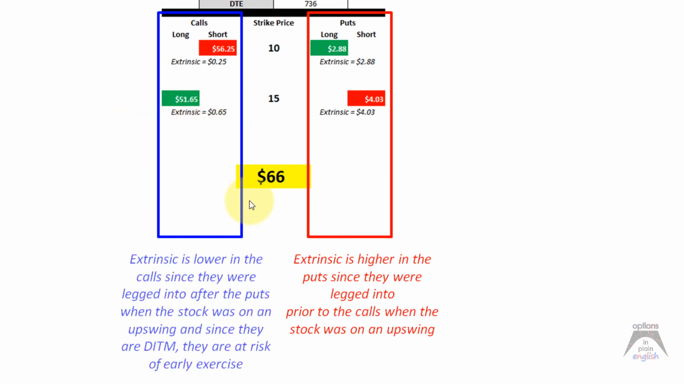So it appears that the extrinsic is lower in the calls since they were legged into after the puts when the stock was on an upswing, and since they're deep in the money, they are at risk of early exercise. It's kind of a foreboding thing. I don't want to spoil it, but you see where we're going.